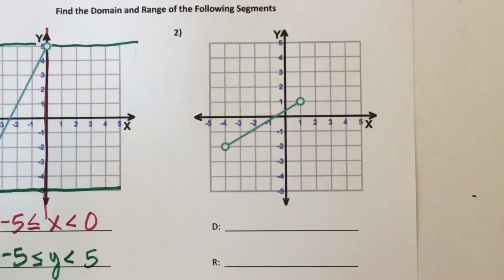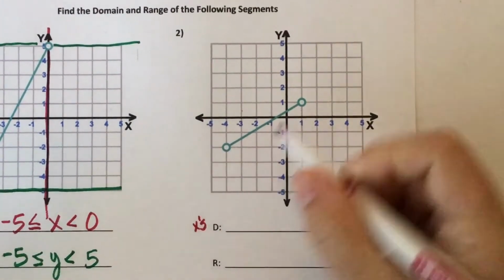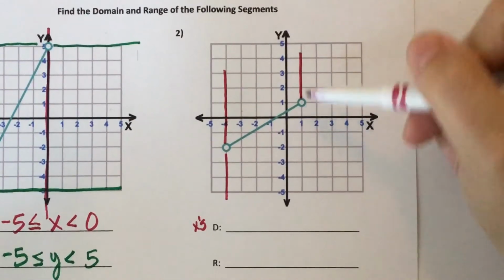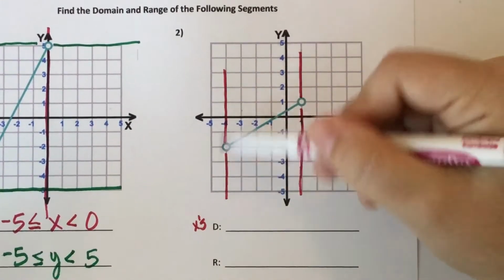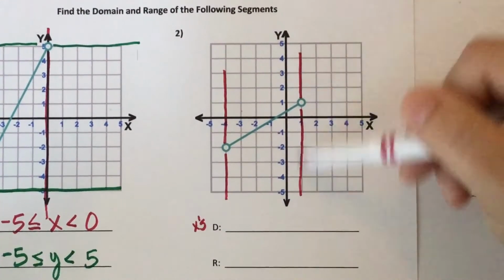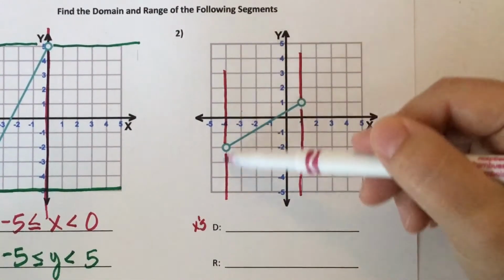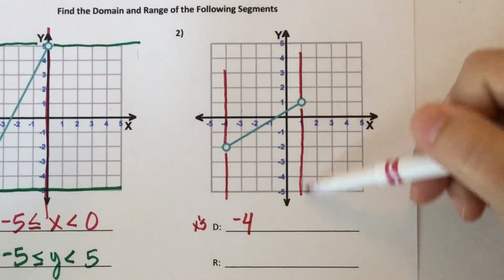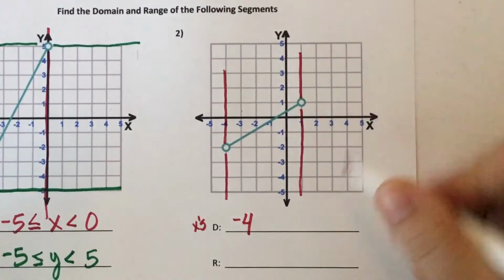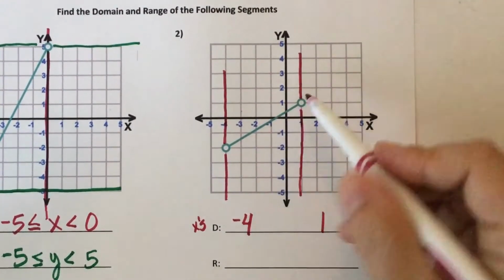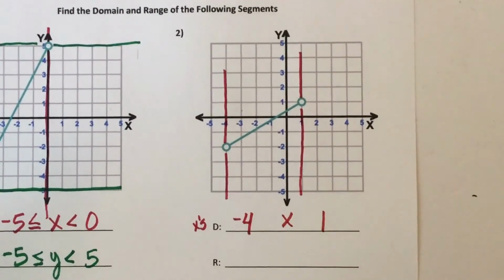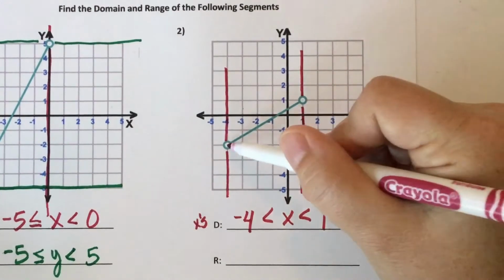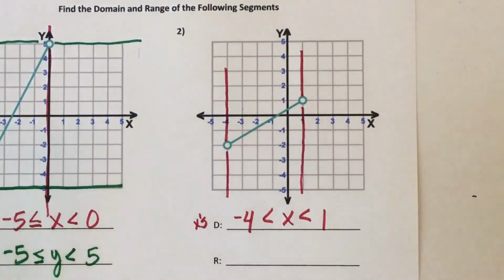All right, this one, domain. Because there's no arrows, there is a farthest left x and a farthest right x. This is the farthest left the graph goes. This is the farthest right the graph goes. So the farthest left x value is -4, and the farthest right x value is +1. And it's all the x's in between. Now, let's just slap down those signs. They're both open circles, so nobody gets an equals.